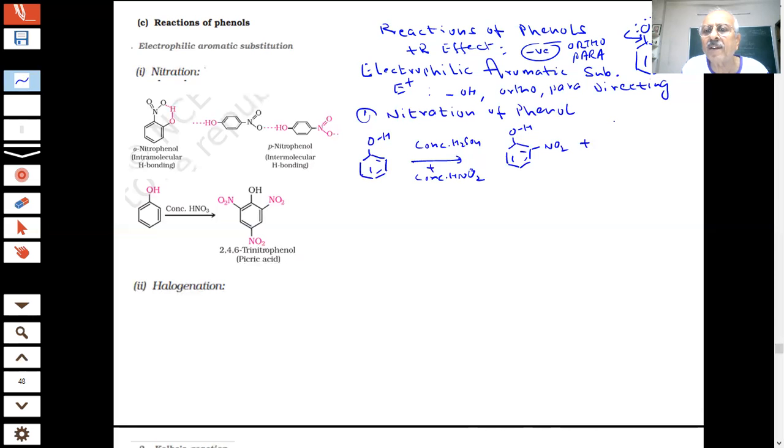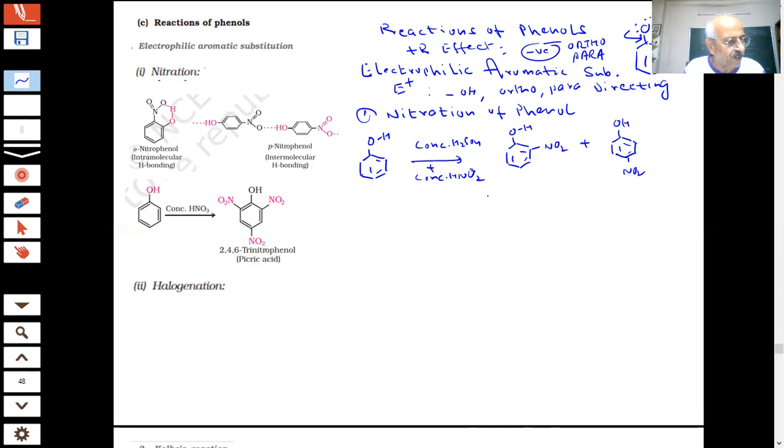NO2 and the second product, para. So you get a mixture of ortho and para nitrophenols, student. Ortho and para nitrophenols are formed.